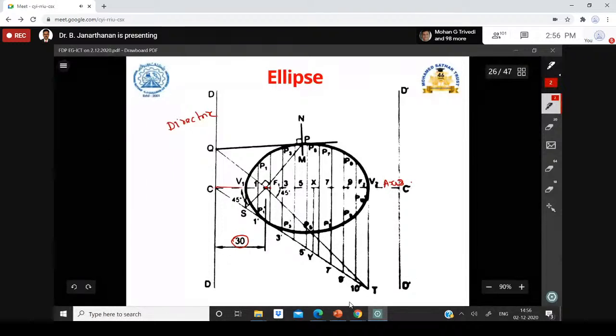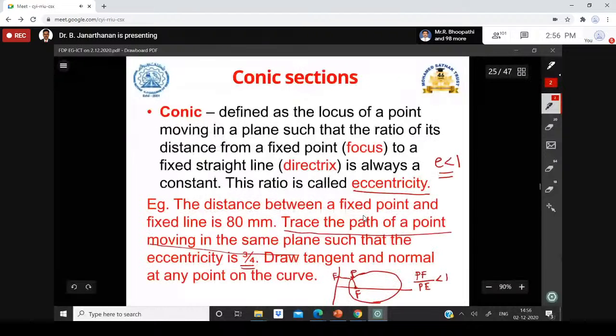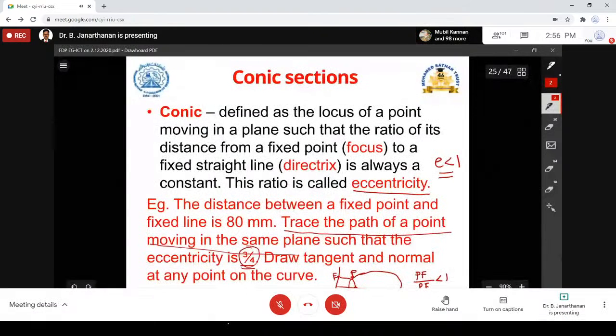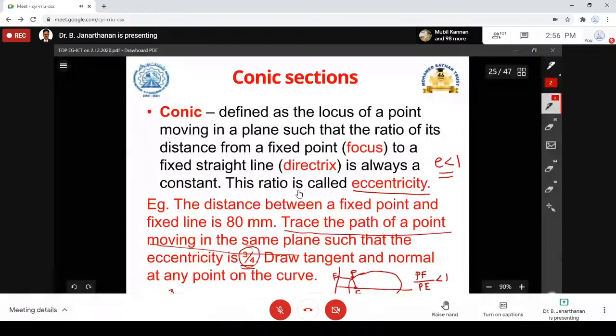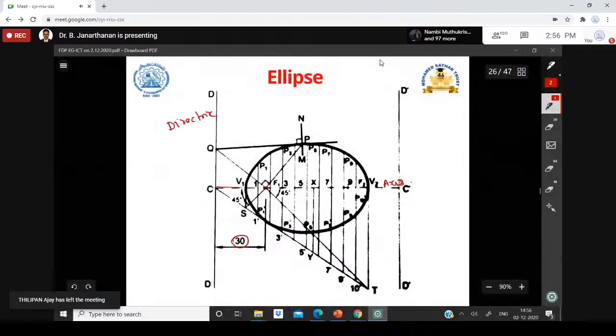Then you have to divide this distance from C to F into equal parts, by seeing the eccentricity. 3 by 4 is the ratio, so if you add 3 plus 4, it is 7. You have to divide this into 7 equal parts. But dividing 30 mm into 7 equal parts, you will not get a whole number, so there is a procedure for it. For the students to understand, I will quickly show how to do this.